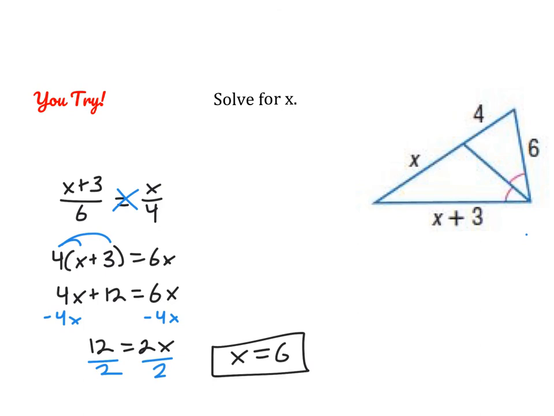Okay, so here you can see I set up a ratio of the corresponding sides. X plus 3 over 6 equals the ratio of my segments, x over 4. I cross multiplied, make sure you distribute here, and then you solve. You should get x equals 6.